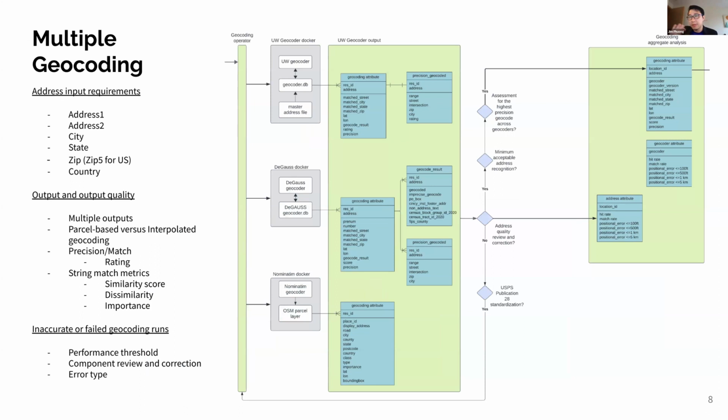But to the next step to the right side of the flow diagram was the multiple geocoding component. So this is where once we've got the addresses prepared, address 1 and 2.